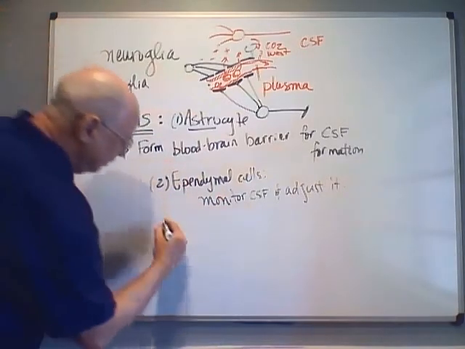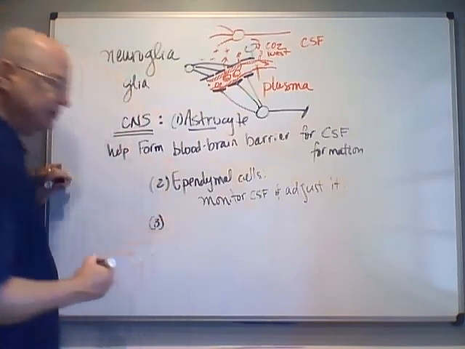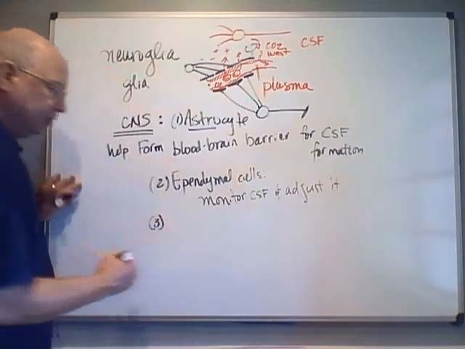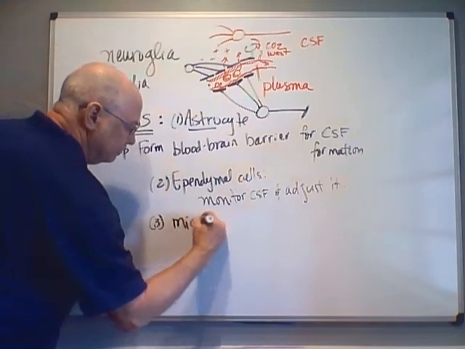The third type of glial cell that's in the CNS that we can talk about is called microglia.